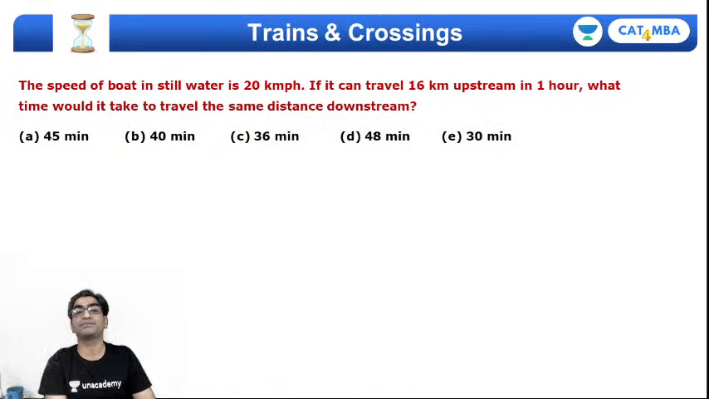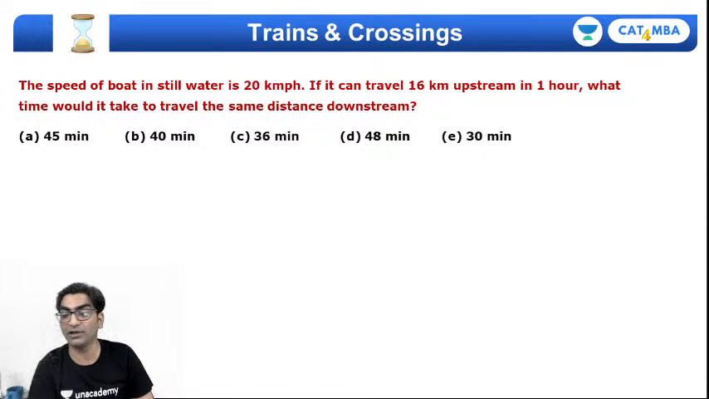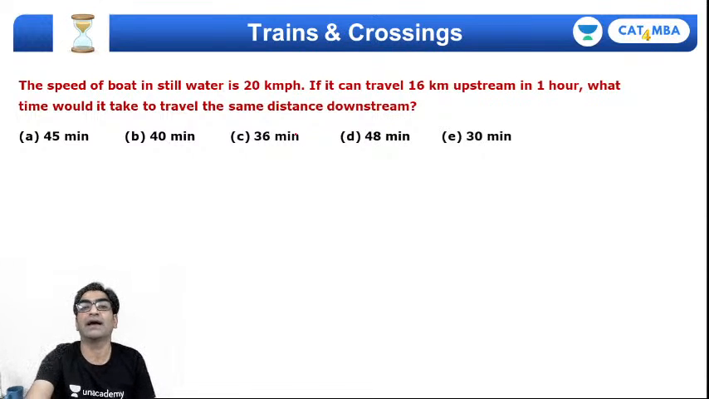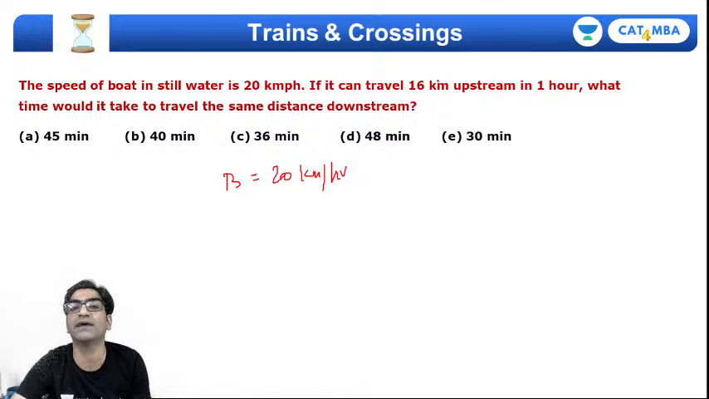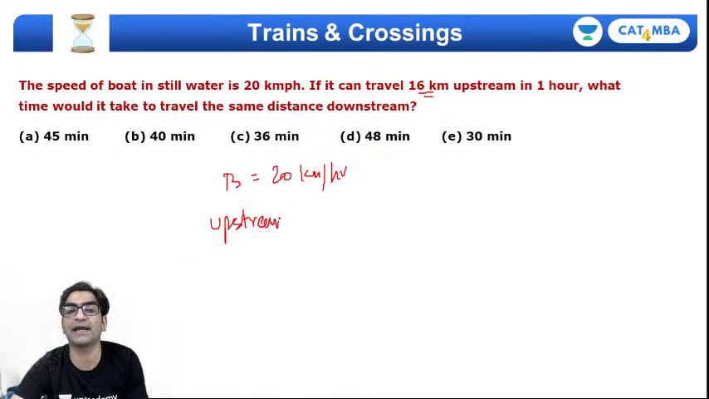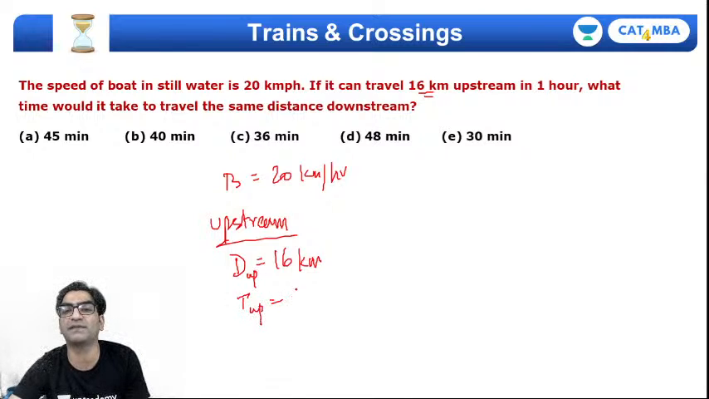Take an example. है ना, बोट का स्पीड दिया हुआ है इन स्टिल वाटर as 20 किलोमीटर्स पर आवर. एंड देन, this is the speed of the boat, b, दिया हुआ है as 20 kilometers per hour, right. और क्या दिया हुआ है, it can travel a distance of 16 kilometers up the stream, and time taken to go up the stream is 1 hour.